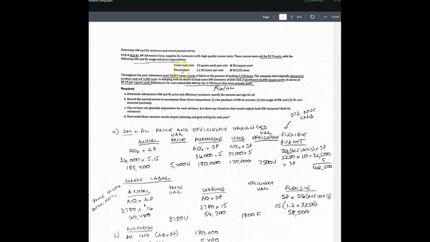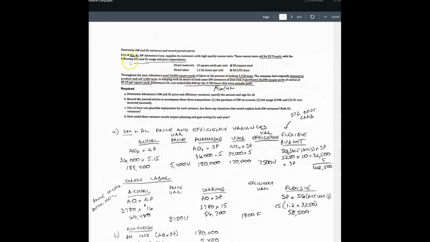So for direct materials, it's 10 yards of material per unit at $5 per square yard. And direct labor is 1.2 hours per unit at $15 per direct labor hour. So throughout the year, they use 34,000 yards of fabric and make 3,250 tents.